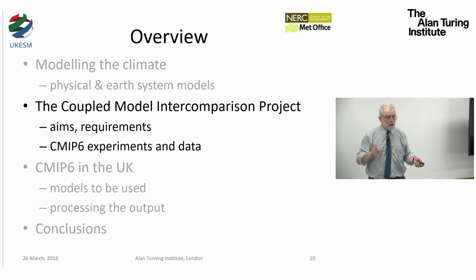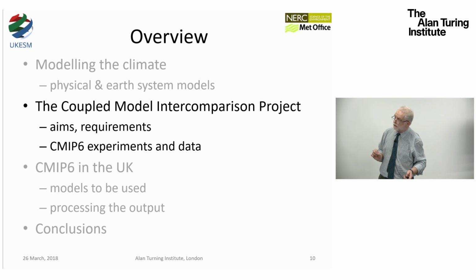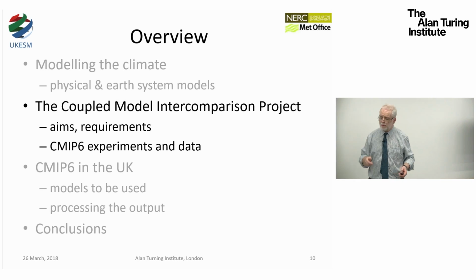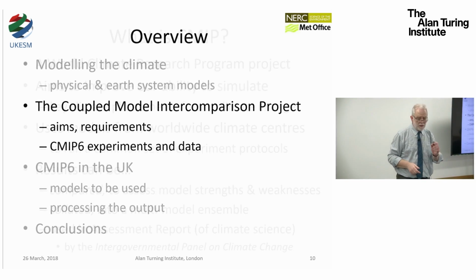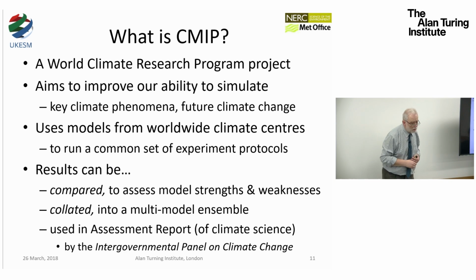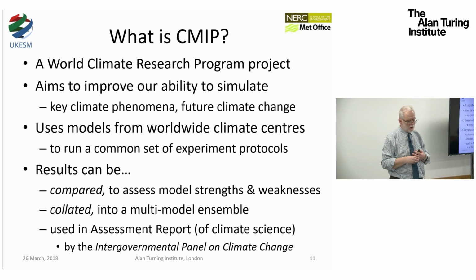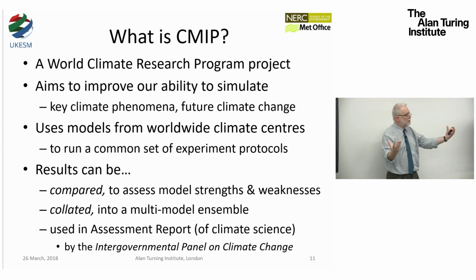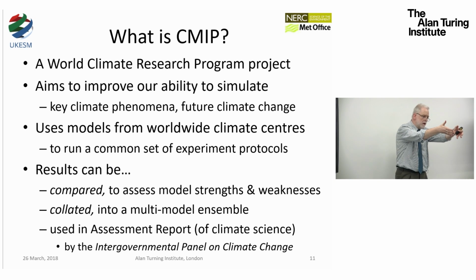Okay, so I've said a bit about modelling the climate. I'll tell you something now about the Coupled Model Intercomparison Project, CMIP, its aims and requirements, and tell you something about CMIP6, which is the latest round of this project. So CMIP is a project run by the World Climate Research Programme, and it aims to improve our ability to simulate climate phenomena and future climate change. And the idea here is that we use models from climate centres all around the world. So the UK is developing a model, the US is developing several models, Germany's developing climate models, Japan's developing climate models. Each of these models is put through the same set of experiments, and the results are generated and then put together in the same place for people to compare.